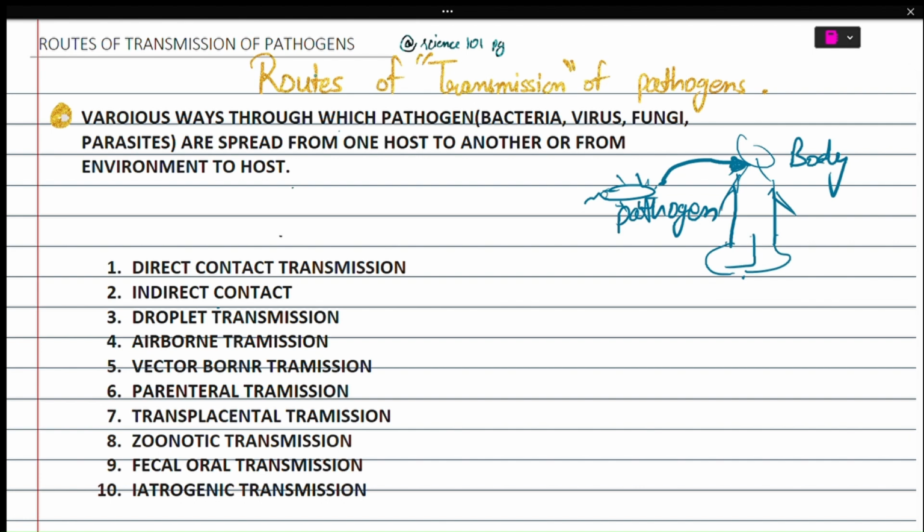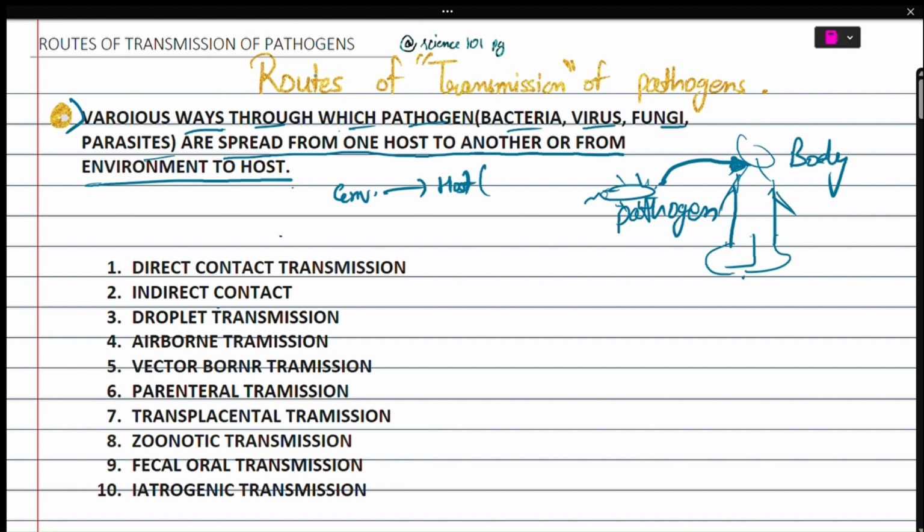First we will start with the definition of routes of transmission. Routes of transmission are various ways through which pathogens, which can be bacteria, virus, fungi, or any parasite, are spread from one host to another or from the environment to a host. Yes, it's true, because a pathogen can spread from the environment to a susceptible host, or it can spread from one person to a second person.